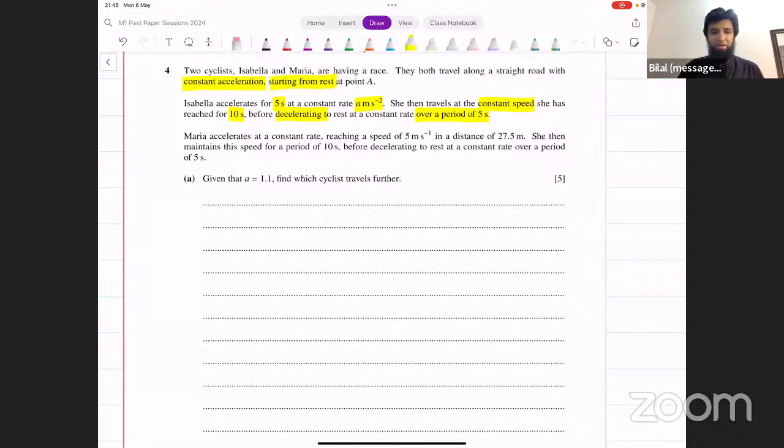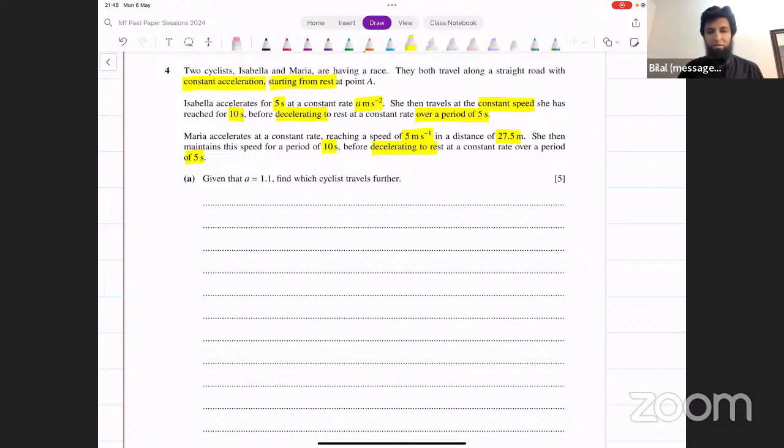Maria accelerates at a constant rate as well, reaching a speed of 5 meters per second in a distance of 27.5 meters. She then maintains this speed for a period of 10 seconds before decelerating to rest at a constant rate over a period of 5 seconds. Okay, given that A equals 1.1, find which cyclist travels further.